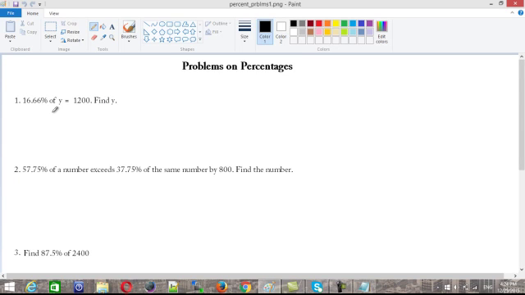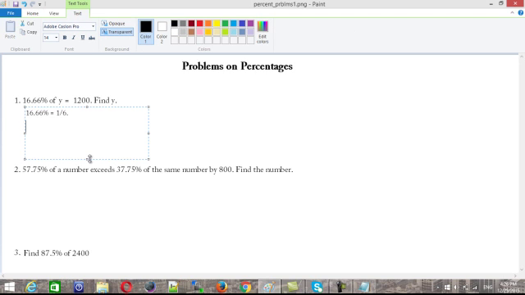This calculation may look difficult, but in real it is so easy. I already told you to remember some of the fraction values converted to percentages. If you had read those, you will know that 16.66% is nothing but 1 by 6. So if we write 1 by 6 in the place of 16.66%, then it becomes 1 by 6 of y is equal to 1200. That is nothing but 1 by 6 into y is equal to 1200. So then if we solve this, it becomes y equal to 1200 into 6, that is nothing but 7200.